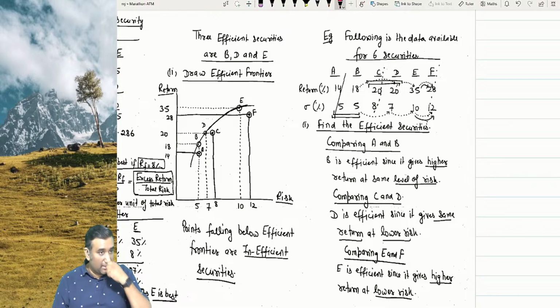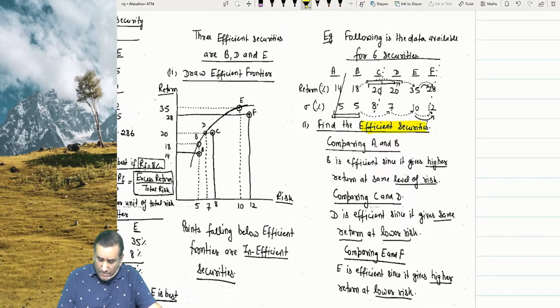If this kind of question comes, what we'll do is look at the similar risk or return companies. For example, I have to find the efficient securities. When I have to find the efficient securities, we compare A and B. I compare A and B because their risk is the same, 14 and 18. So we say B is efficient, since it gives a higher return at the same level of risk.